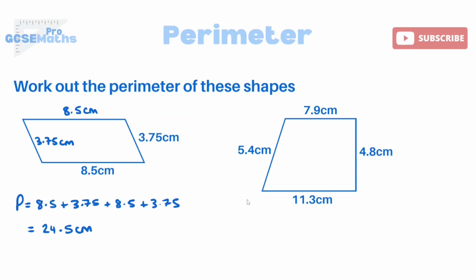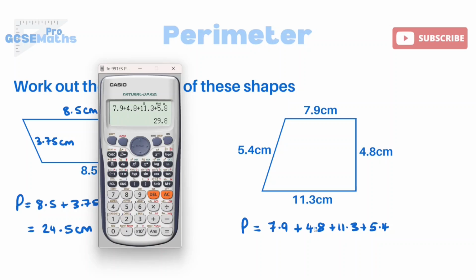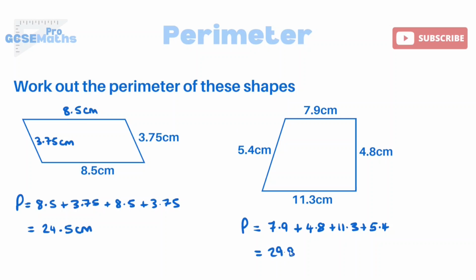Now for the trapezium, because all of the sides in this case are different, you can see that we've been obviously given all of the sides. So all I need to do for that one is just literally add them together as they've been shown. So I've got 7.9 plus 4.8 plus 11.3 plus 5.4. And for this one, that gives me 29.8. So that is it. You're literally just adding together all of the sides.